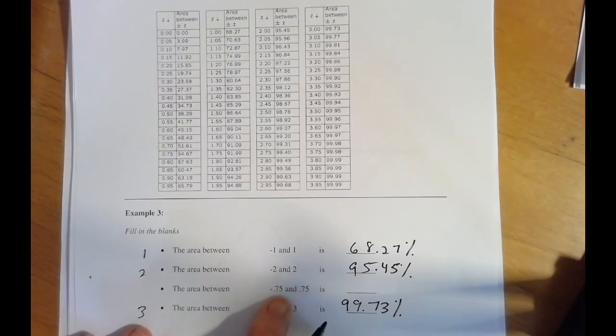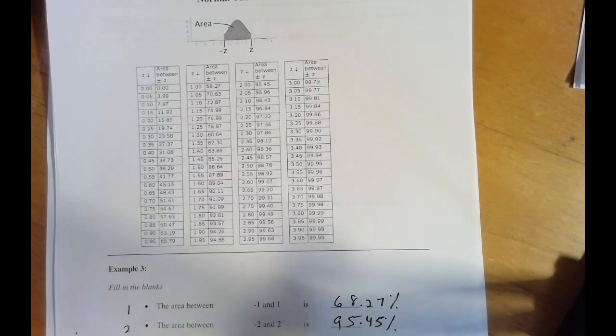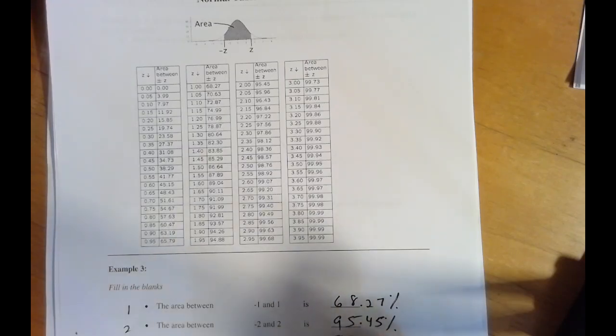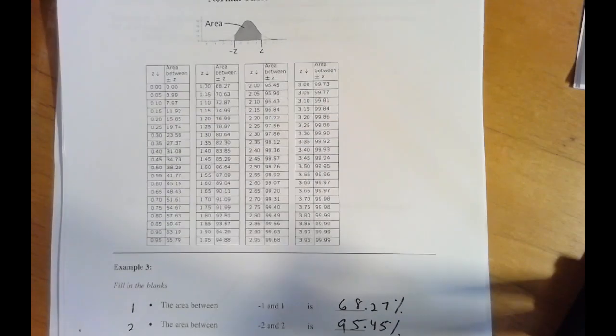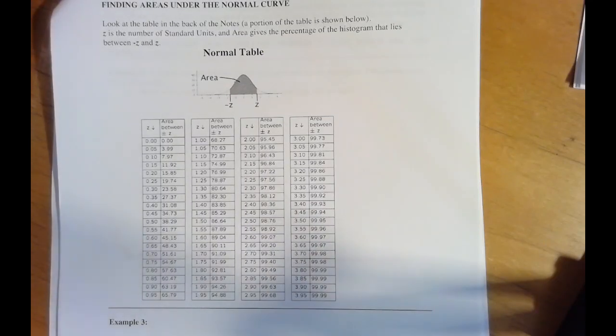All right, here's what we didn't do. Between -0.75 and 0.75, well, we know it's going to be less than 68, so let's see what it is. And it is 54.67. So that's the idea here, and this is the table that you're going to be using that's in your notebooks, and you're going to have provided for you on every one of your exams.